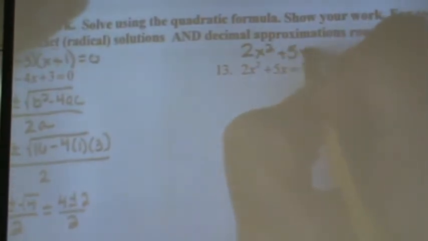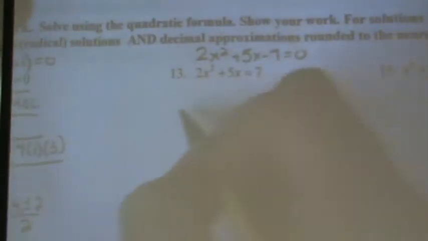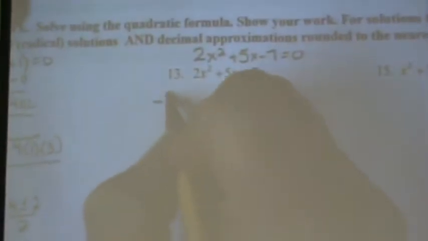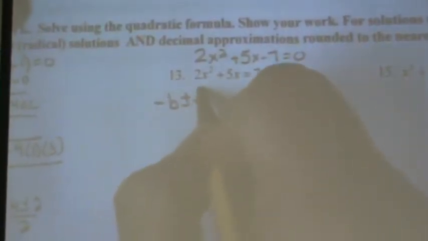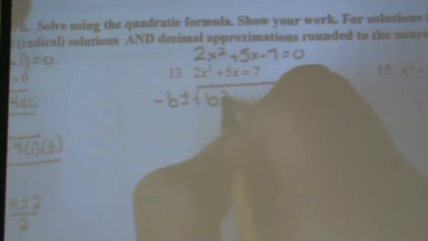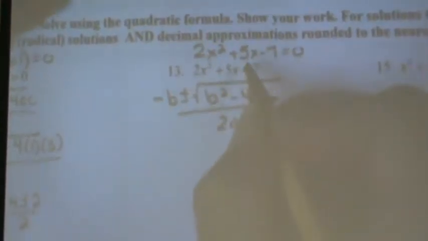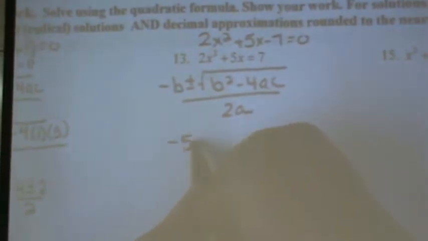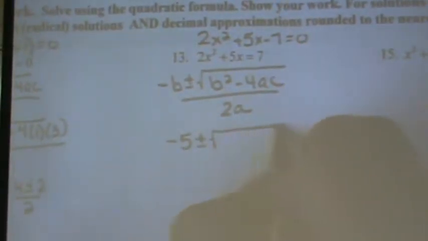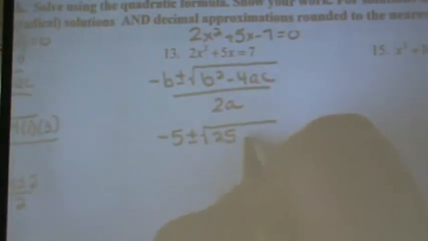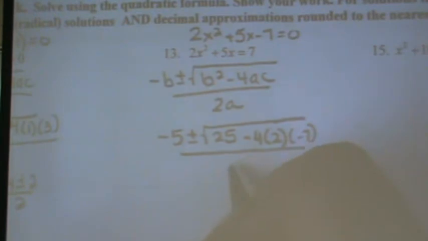So 2x squared plus 5x minus 7 equals 0. So your formula, it's negative b plus or minus the square root of b squared minus 4ac all over 2a. So b is 5, so it's negative 5 plus or minus 5 squared is 25 minus 4 times 2 times negative 7 all over 2 times 2, which is 4.